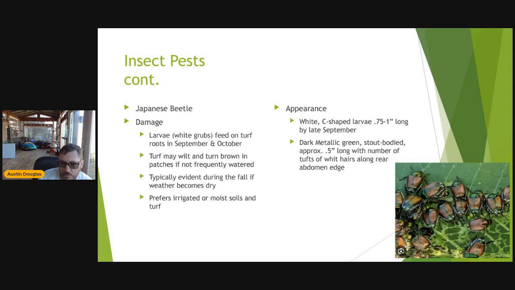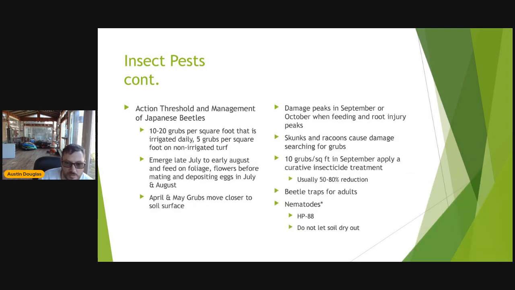Their appearance, they're white. They're a C-shaped larva grub. They could be 3/4 of an inch to an inch long by late September. And then when they become adults, they turn into this dark metallic green, stout-bodied insect. They're pretty wicked. You can see it's defoliating that leaf very, very fast. So they can be destructive.